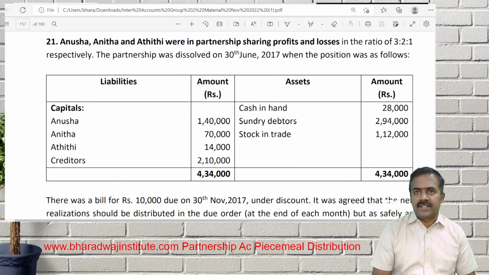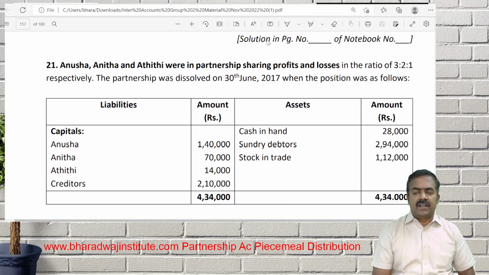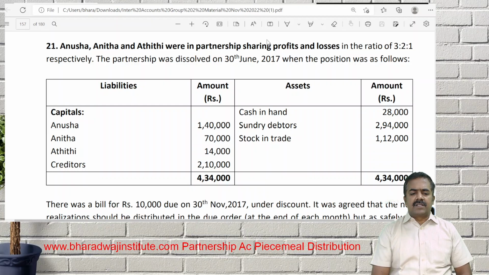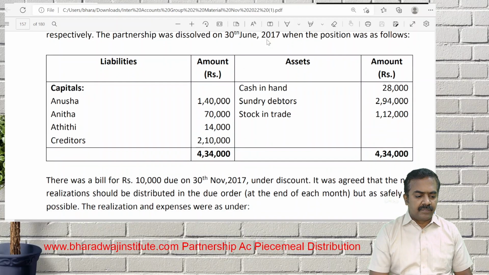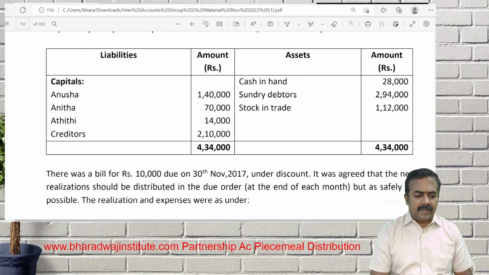Question number 21, I said I will do in the class. We will do it today. Anusha, Anita, Aditi were in partnership sharing profits and losses in the ratio 3:2:1. The firm was dissolved on 30th July 2017. The position is given to you. We are given capital directly. No adjustment in the capital.